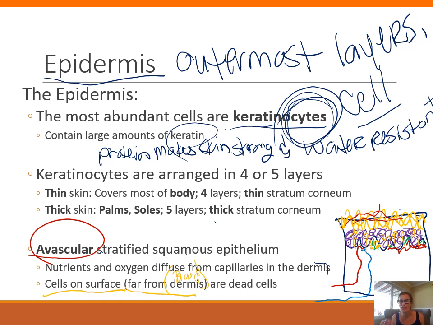Blood vessels are really delicate, especially the tiny little ones. So anytime you scratched or bumped into anything or changed your clothes or someone grabbed your arm, you would bleed all the time. So we need a little bit of padding, a little bit of insulation on top of our blood vessels. That's why the blood vessels are down here in the dermis and why we don't have any out in the epidermis.